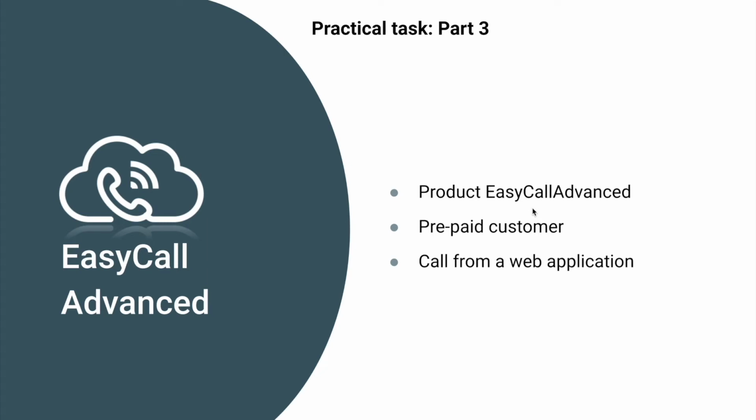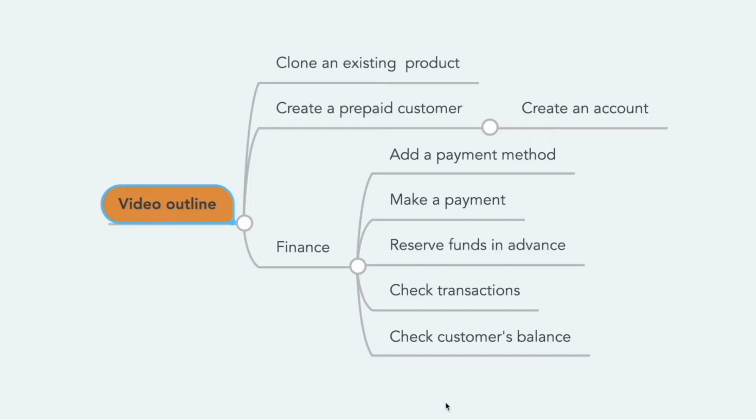Let's go over the remaining parts of our practical task. We need to create a product EasyCallAdvanced, create a prepaid customer, and make a call from a web application. In this chapter, in preparation for our test call, we are going to clone an existing product instead of creating a totally new one. We are also going to create a prepaid customer and an account under that customer.